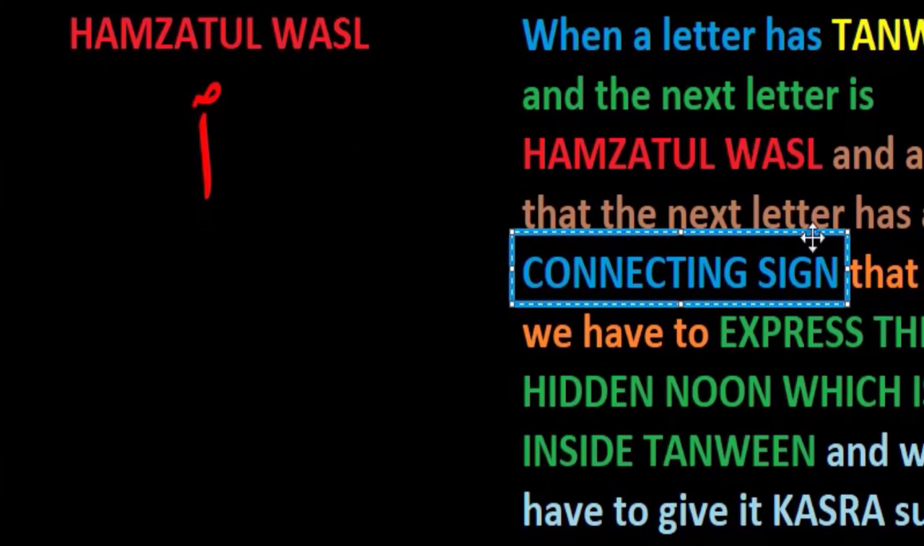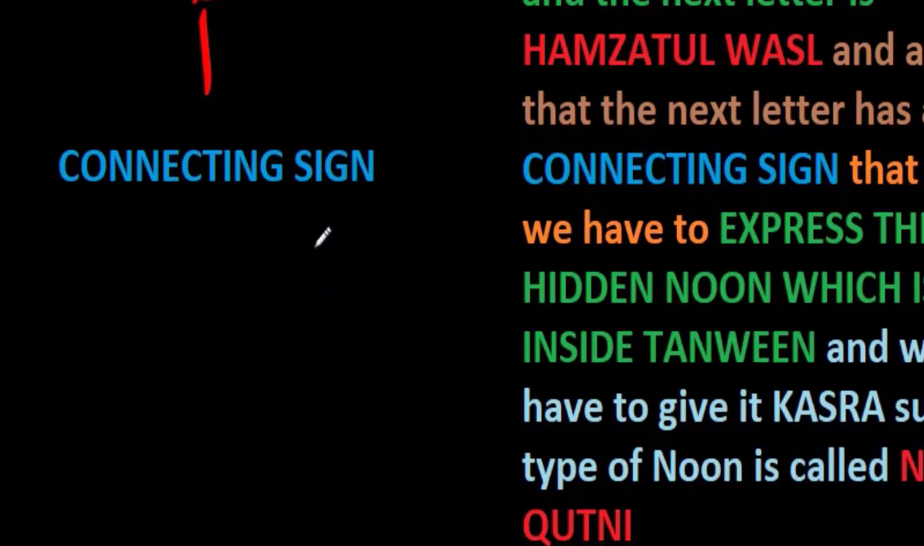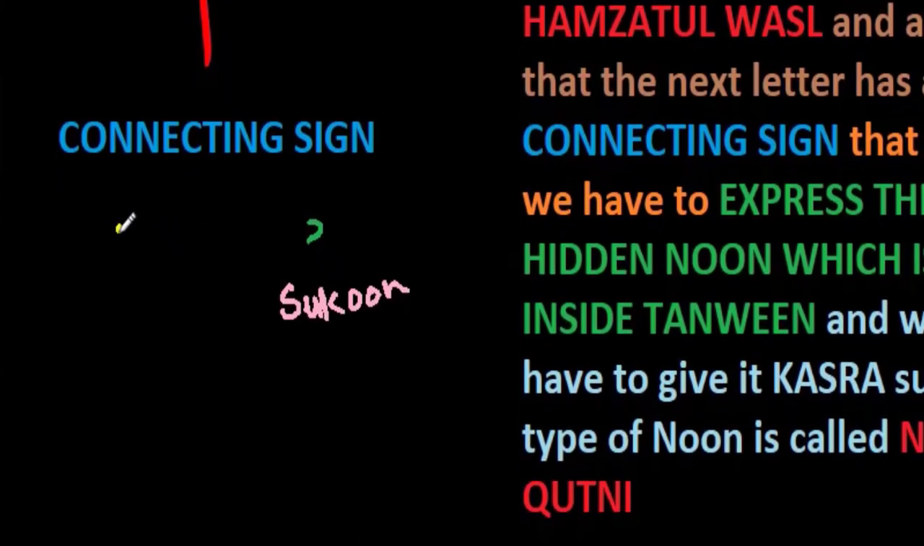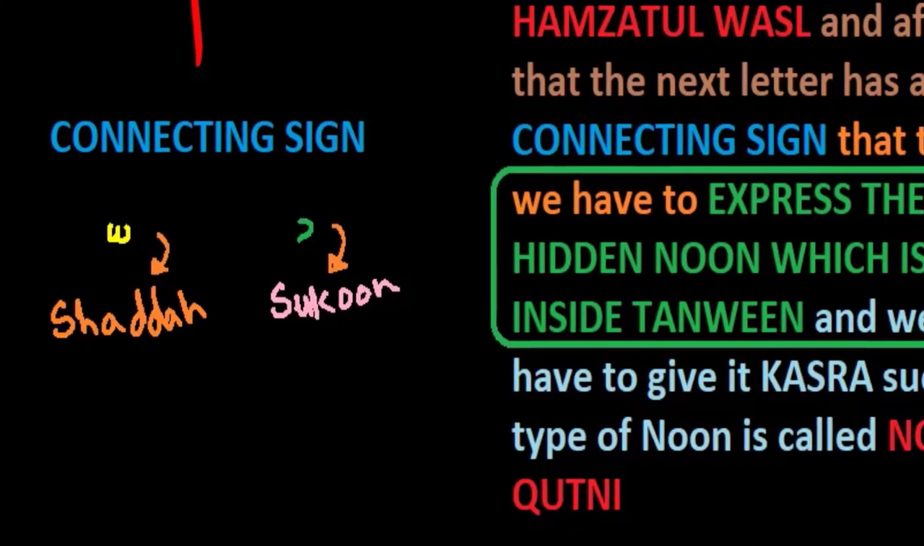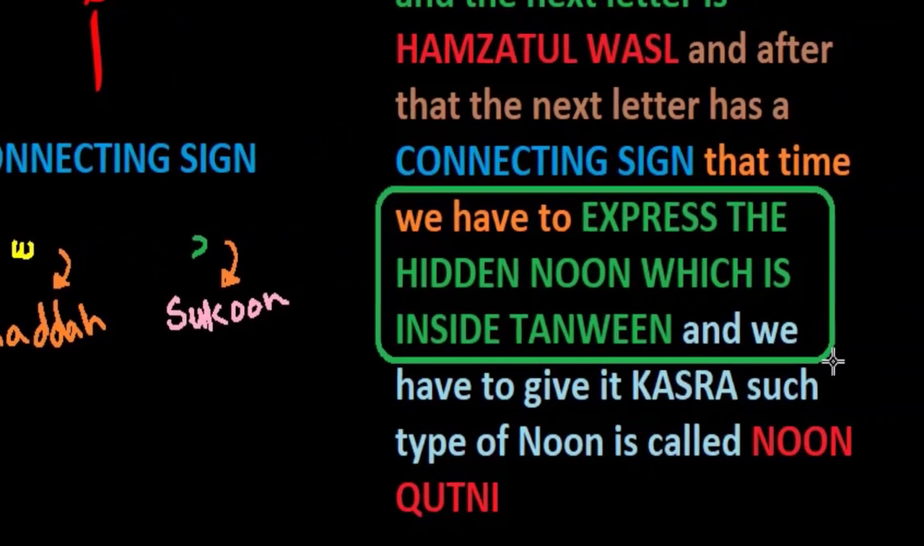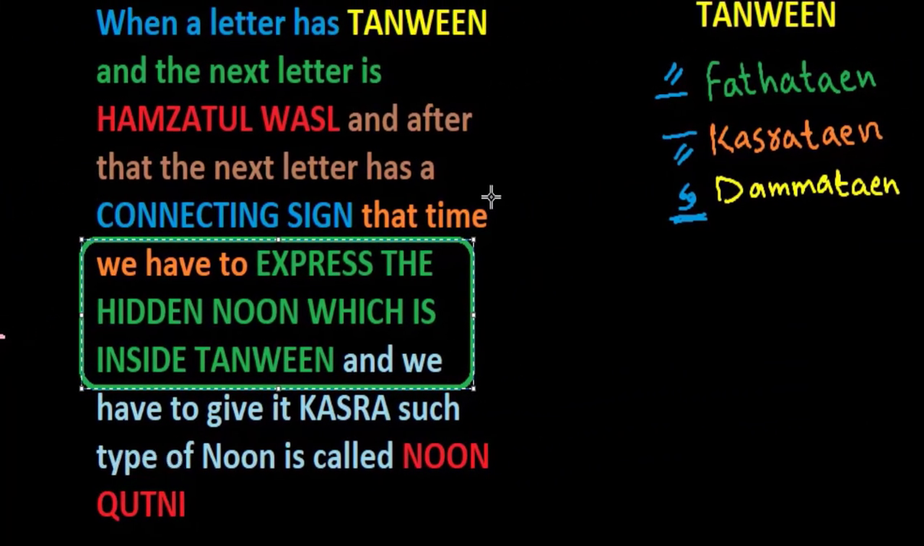Next we have connecting sign. In Arabic we have two types of connecting sign. The first one is sukun sign, and the second connecting sign is shadda. These are the two connecting signs we have in Arabic. Here, as you can see, we have to express the hidden noon which is inside tanween. What does it mean? Let me explain that.